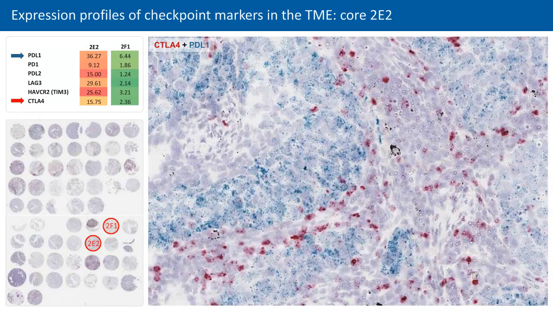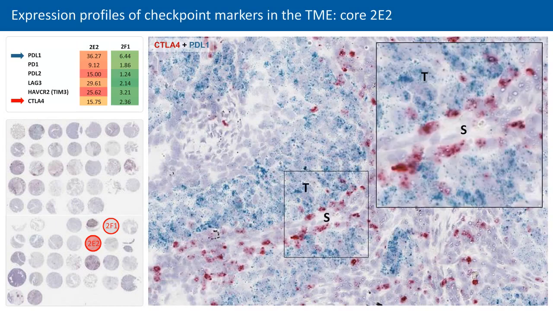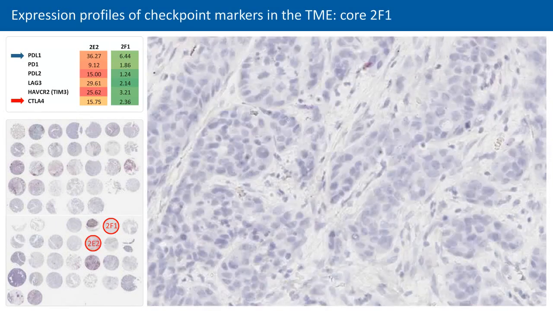In this last probe combination with PD-L1 for core 2E2, we show CTLA-4 checkpoint expression in red. While PD-L1 is expressed in both tumor and stromal cells, as shown in previous combinations, abundant CTLA-4 expression can be observed in immune stromal cells, which is highlighted by this higher magnification image. When we look at the same targets for the cold core 2F1, we see that there is a very limited number of CTLA-4 or PD-L1 positive cells, as is also shown by the shading in the numerical table.